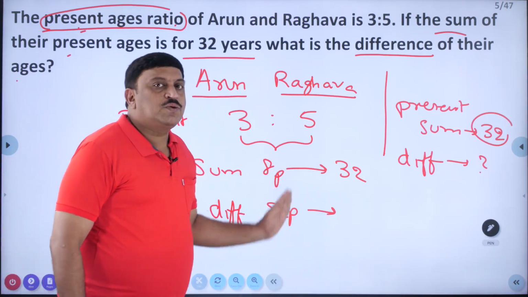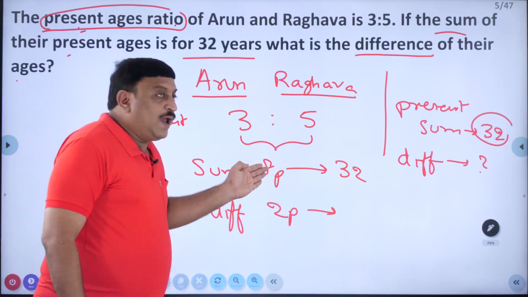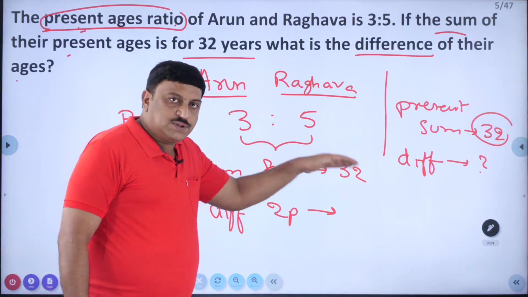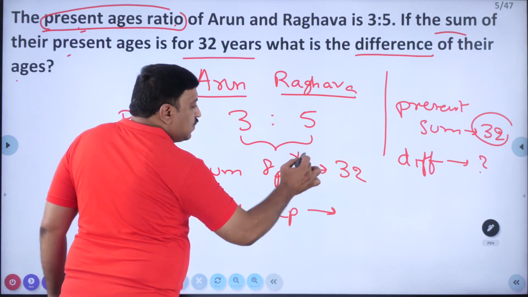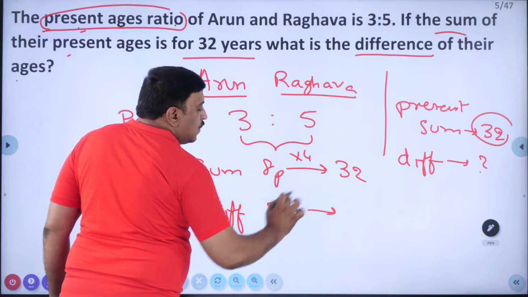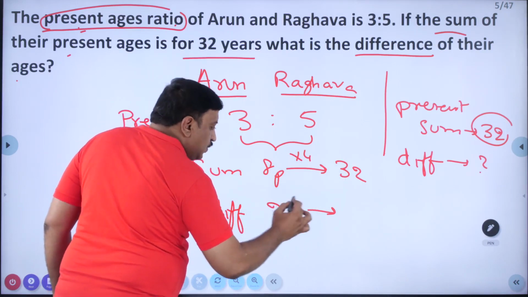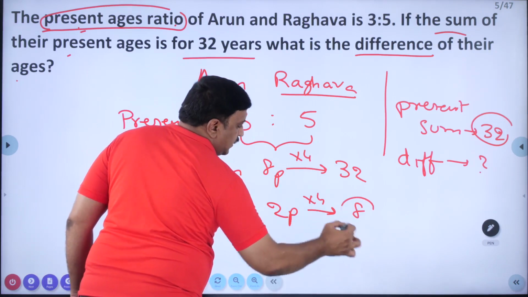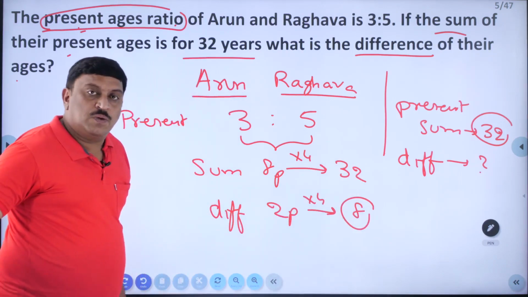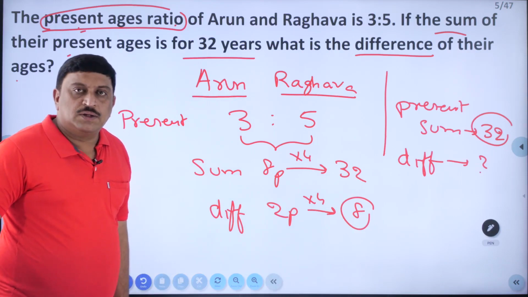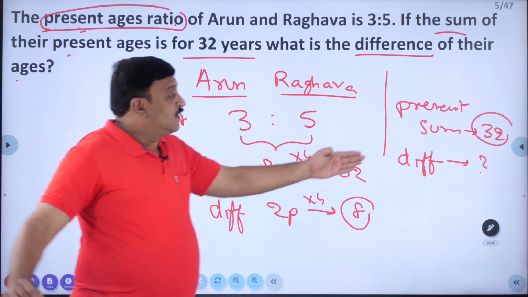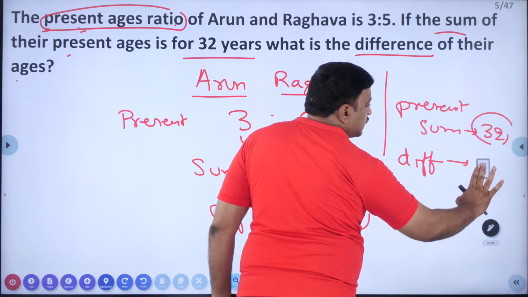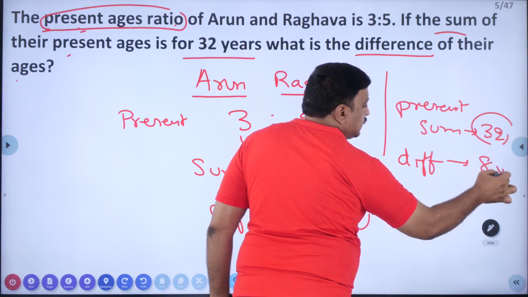8 parts is 32, so 2 parts is how much? If 8 parts is 32, 2 parts is how much? 8 fours are 32. Same way, 2 into 4, how much? It is 8. 2 into 4 is 8. So their difference is how many years? You have to say the difference is 8 years. Difference is 8 years, right?